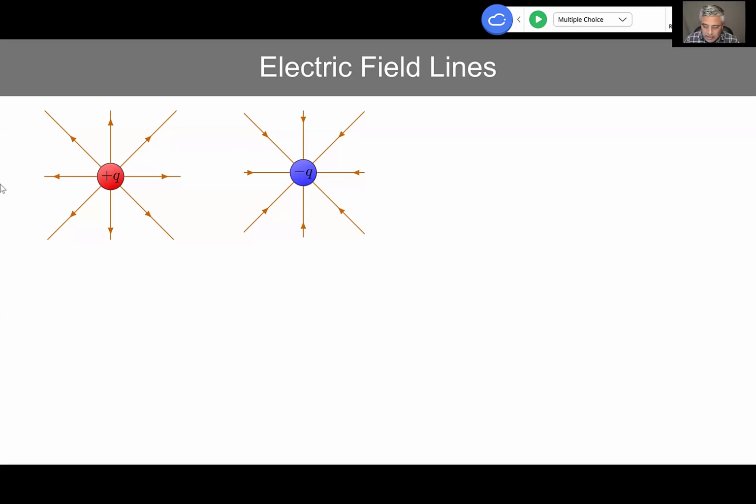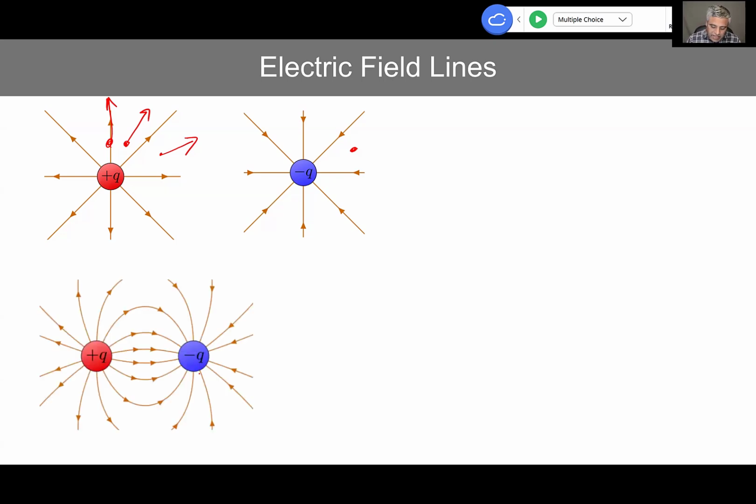If we have a positive charge, then the field lines just go radially out, because if you release a positive charge somewhere around here, it's going to just move straight away. If you release here, it's going to move radially away. But if you have the source charge negative and you release a positive charge, it's going to rush towards that negative charge. That's why these field lines are getting inside, ending at that negative charge.